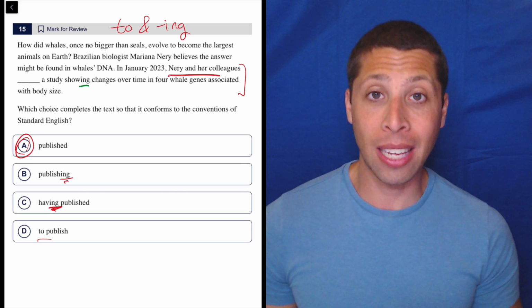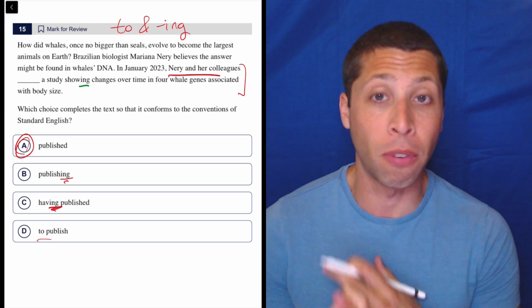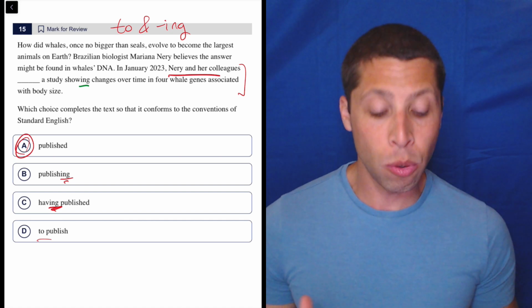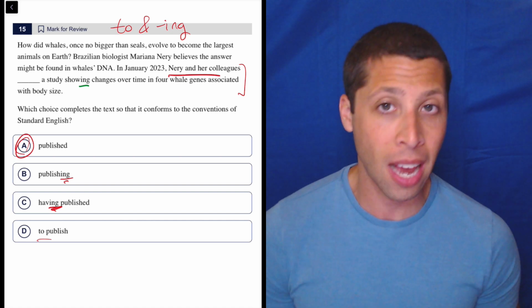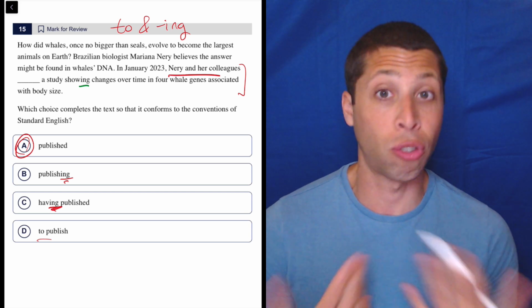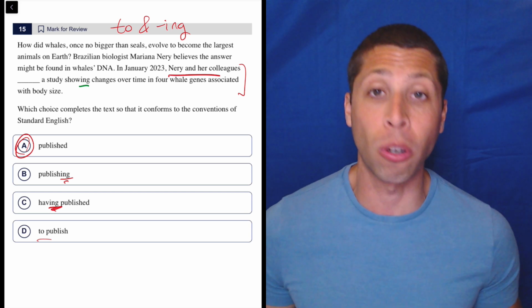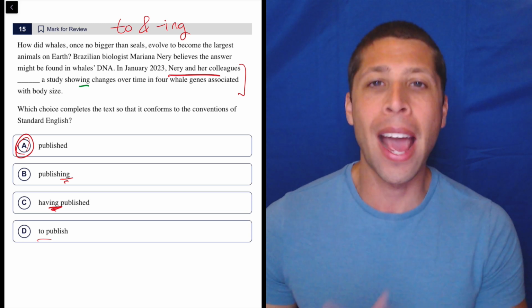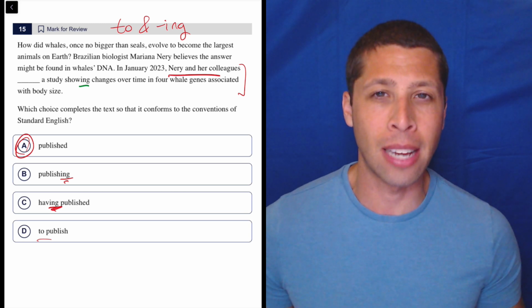So it's not always the case that the to and ing versions of the verb are incorrect. Sometimes they are exactly what we need, but mostly when you notice that this verb tense rule is what's being tested, you kind of have the ability to just trust your instincts. Read the whole sentence, make sure you don't leave anything out, but hopefully one word or one choice will just fit naturally into that blank. You can trust that instinct. It's probably right.